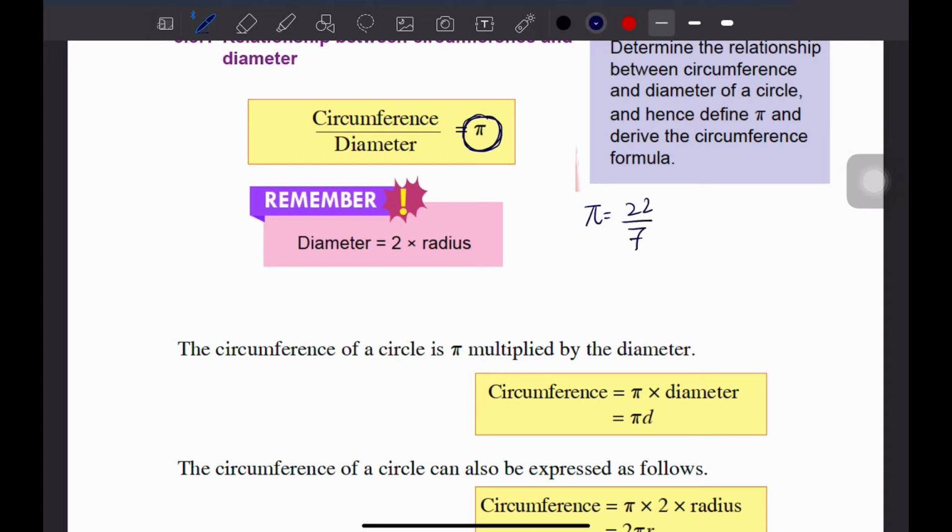22/7. So which means if you have a circle with circumference of 22, definitely you will get the diameter of it as 7. Or other than 22/7, usually we can write it as 3.142, and so on.